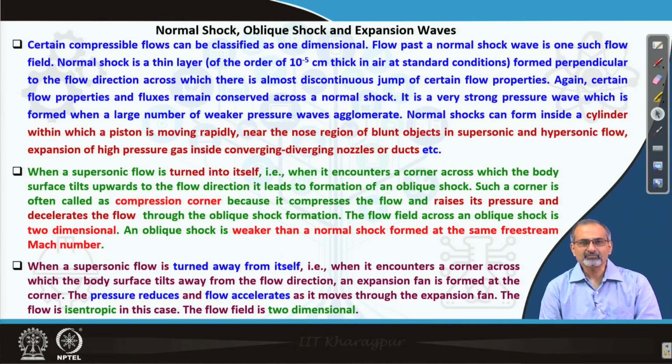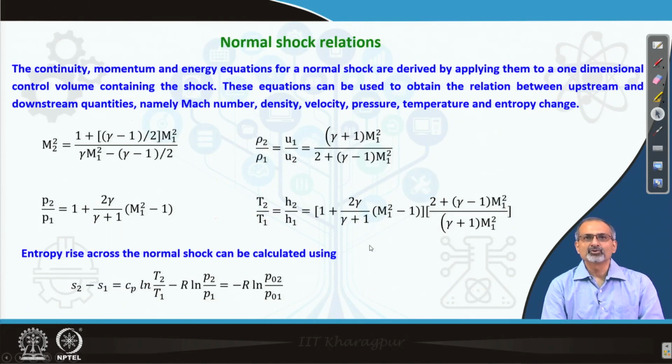On the contrary, when a supersonic flow is turned away from itself, when it encounters a corner across which the body surface tilts away from the flow direction, an expansion fan is formed at the corner. The pressure reduces, the flow accelerates, and the flow behaves in an isentropic manner as it expands, unlike shocks where the entropy always increases. These are certain normal shock relations where the downstream properties can be expressed in terms of the upstream Mach number and gamma.